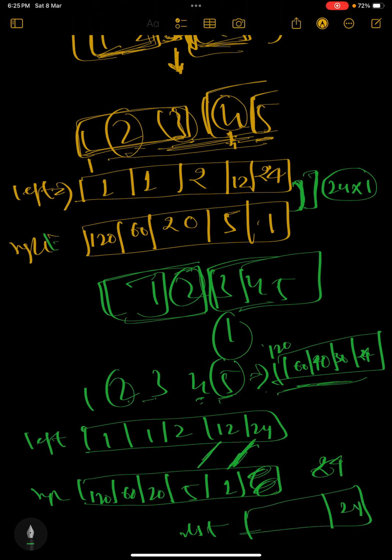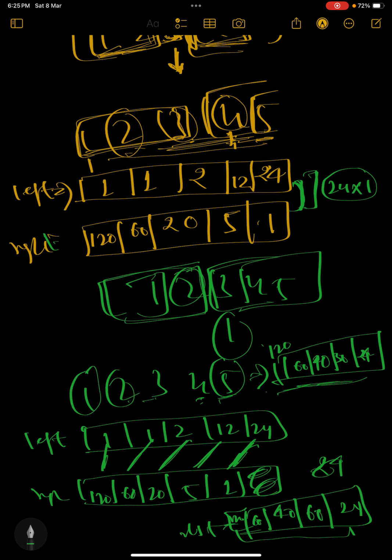For this, if you multiply these two, I am getting 60. If you multiply these two, 20 into 2 40. If I multiply this, I'm getting 60. And if I multiply this, I'm getting 20. So as you can say, the resultant value is 120. So how is 120 coming?